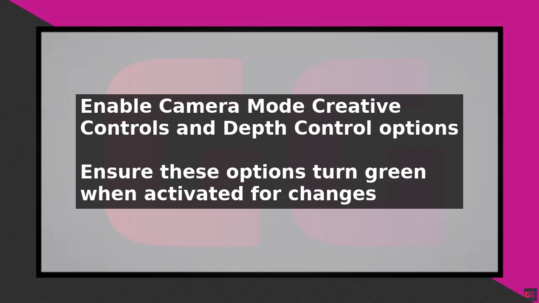Then enable Camera Mode, Creative Controls, and Depth Control. These options should turn green when activated. Once this is done, exit the settings and open the Camera app.